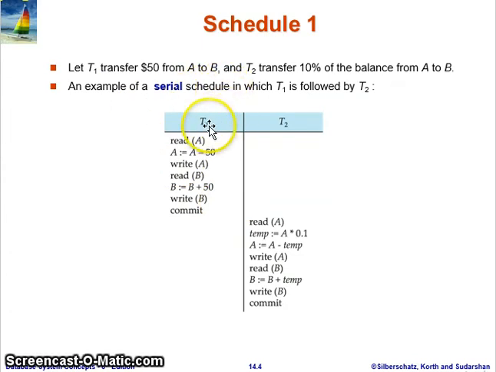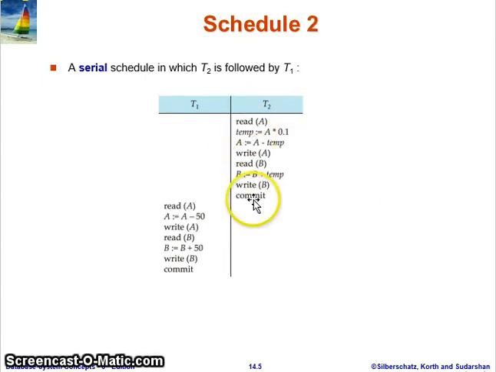We completely execute one transaction, then execute the other transaction. Here we completely execute transaction T2, then transaction T1. So it is a serial schedule, one after another. We execute completely one transaction, then we start the other transaction.